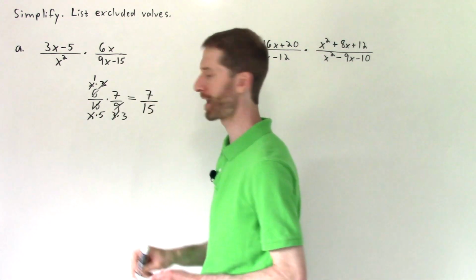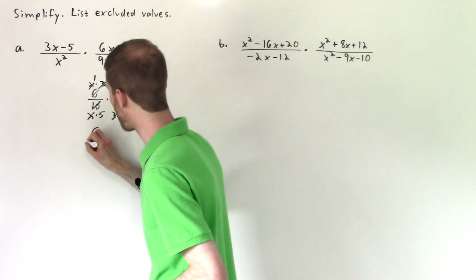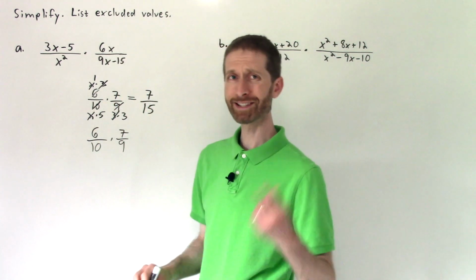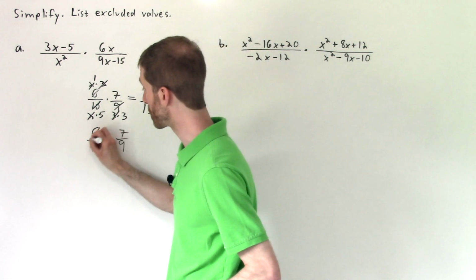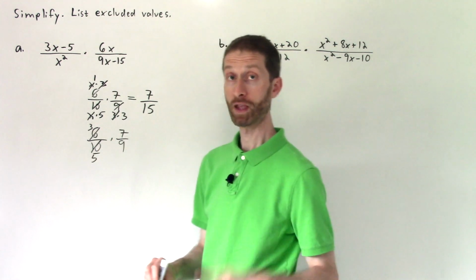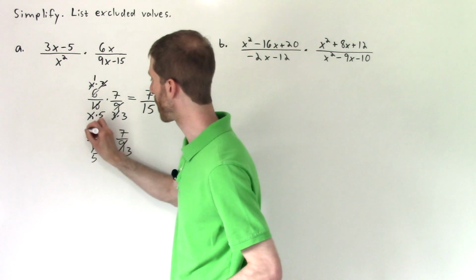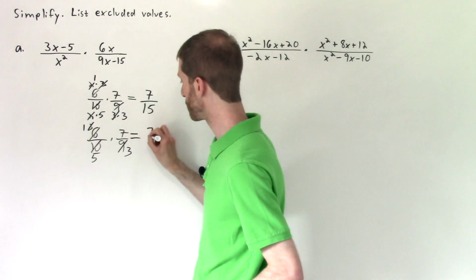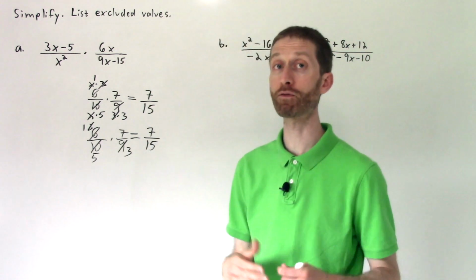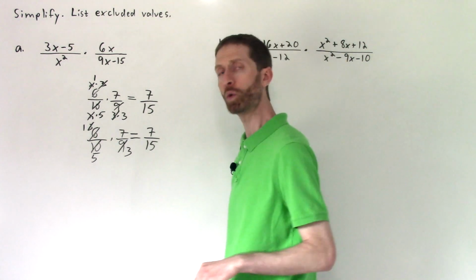And you might be like, Mr. Gurden, I don't know what you're talking about. That's a different way of doing things. Okay, fair enough. You could also look at it as 6 over 10 times 7 over 9. And you could say, well, 6 and 10 have a common factor of 2. It goes into 6 3 times, 10 5 times. But then the 3 and the 9 have a common factor of 3, which goes into 9 3 times and 3 once. 1 times 7 is 7. 5 times 3 is 15. The point being is it's much easier to simplify fractions first before multiplying across. So that's what we're going to do.